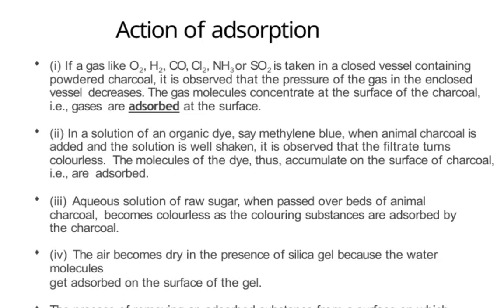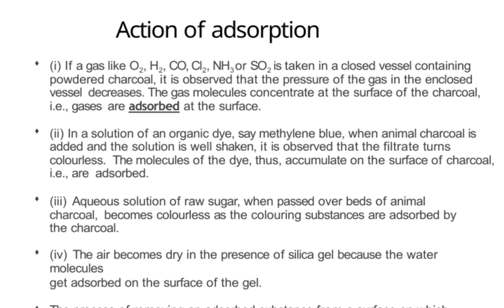Let's begin by looking at how gases interact with charcoal. When gases like oxygen, hydrogen, carbon monoxide, chlorine, ammonia, or sulfur dioxide are placed in a closed vessel with powdered charcoal, you'll notice that the pressure inside the vessel decreases. This is because the gas molecules tend to gather at the surface of the charcoal, effectively being adsorbed there. So, adsorption involves the gas molecules sticking to the surface, reducing the amount of free gas in the space.